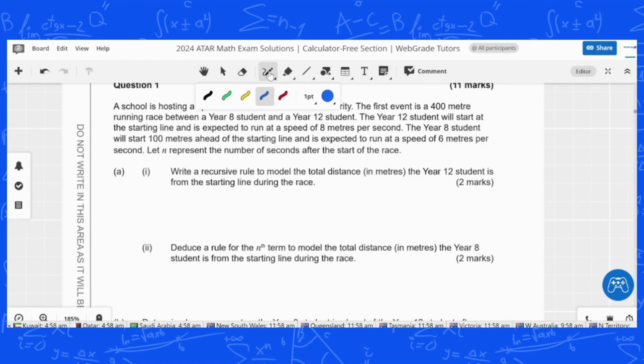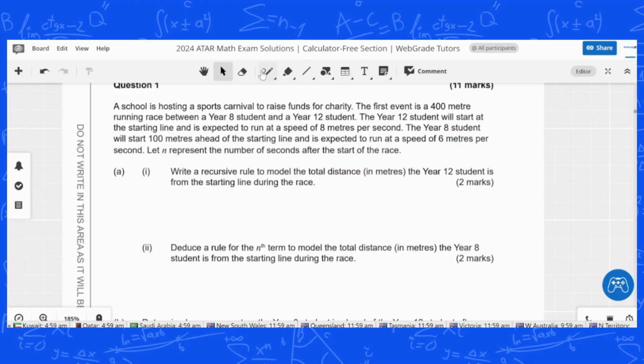Okay, let's look at the statement. A school is hosting a sport carnival to raise funds for charity. The first event is a 400-meter running race between a Year 8 student and a Year 12 student. The Year 12 student will start at the starting line and is expected to run at a speed of 8 meters per second. The Year 8 student will start 100 meters ahead of the starting line and is expected to run at a speed of 6 meters per second. Let n represent the number of seconds after the start of the race.